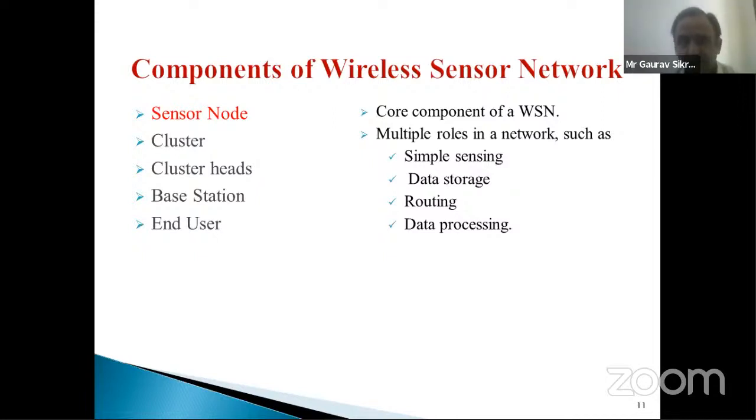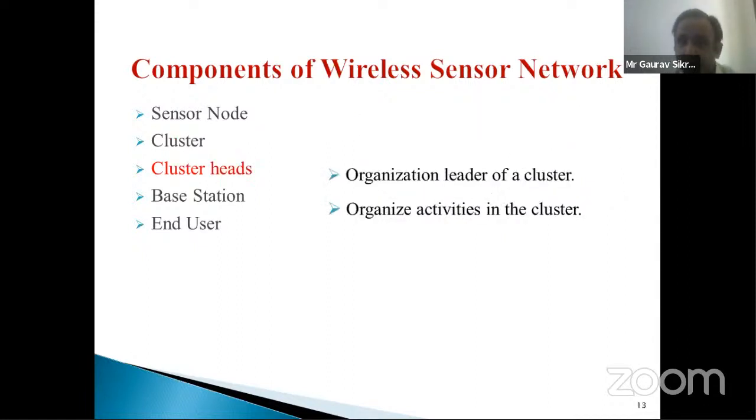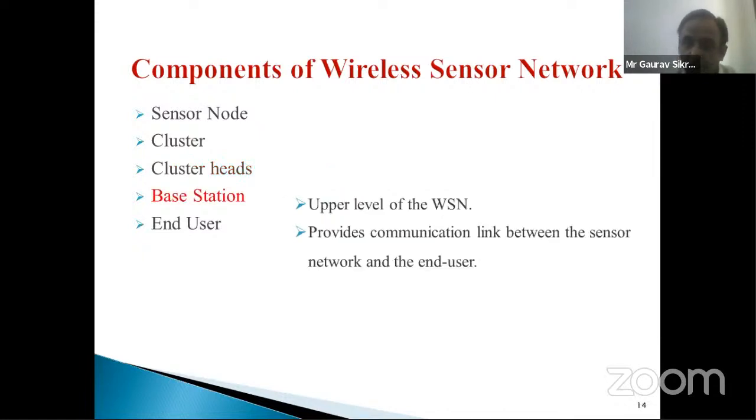We have a sensor node, the core component of a wireless sensor network. It handles simple data storage, routing, and data processing. Next is a cluster. Due to the dense nature of these networks, they need to be broken down into clusters, like large areas being divided into different clusters. And then we have cluster heads, which take the responsibility for transferring data from one cluster to another cluster. Next is a base station, the upper level of the wireless sensor network. It provides a communication link, like when we want to transfer via satellite communication, we can rely on the base station.